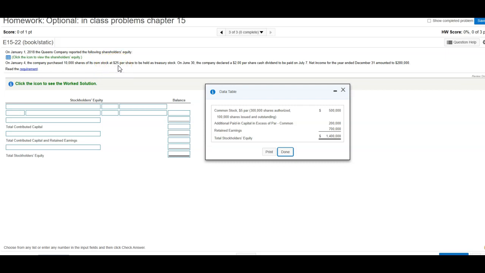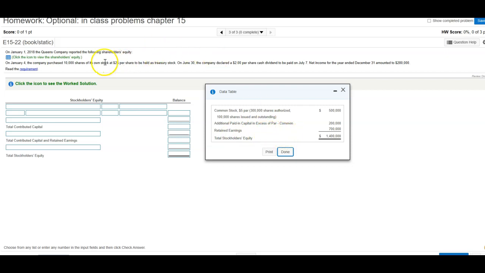I want you to just think, how is that going to affect this at the end of the year? What's going to happen is treasury stock is a contra equity, so it's going to be subtracted from the bottom of stockholders' equity at the amount of 10,000 times 25. So that's one change we can expect.